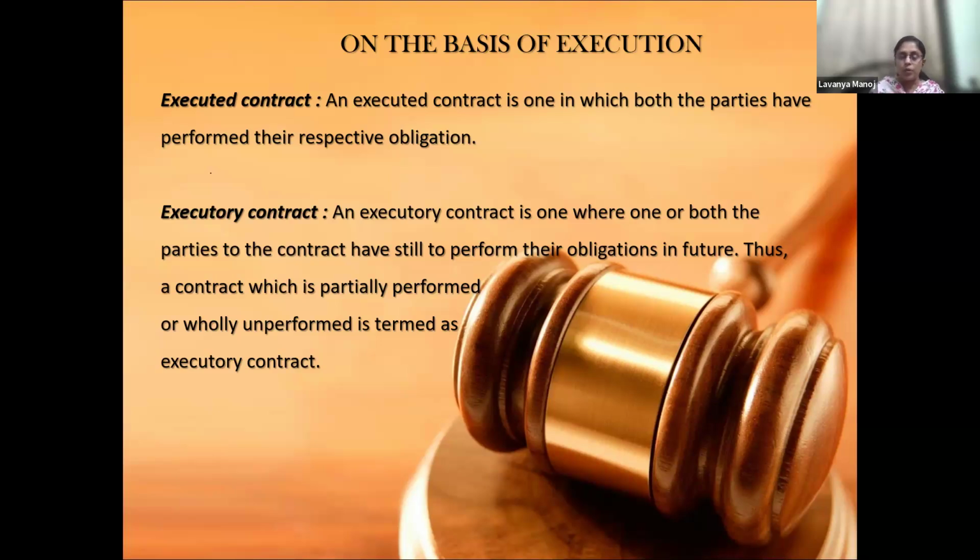Then there is the executory contract. This is a contract where one or both the parties to the contract still have something to perform as their obligations in the future. It may be after-sales service, or some kind of a promise or a warranty which is given to the other party. Even after the actual business transaction is done, there is something left over to be continued in the future. In that case, that contract becomes an executory contract. Thus a contract which is partially performed is termed as an executory contract.